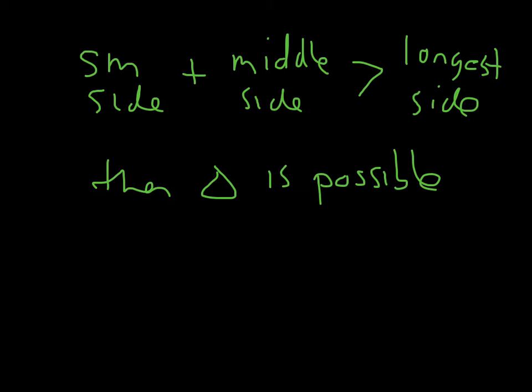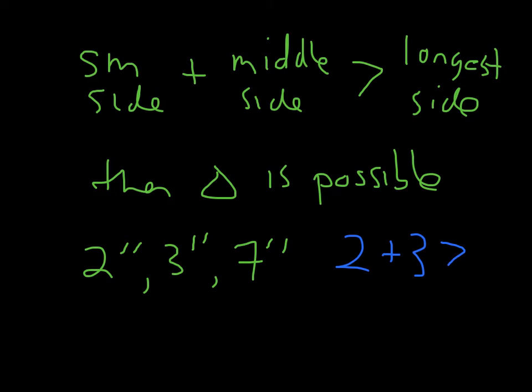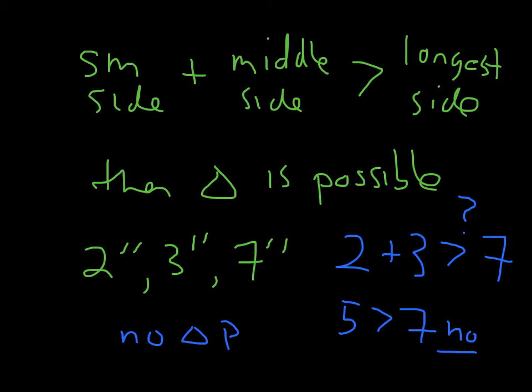So if I gave you 2 inches, 3 inches, and let's just do 7 inches, is that triangle possible? Well, the work I want you to show on that is, does 2 plus 3, the 2 smallest ones, question mark, is that bigger than the longest side by itself? Since 5 is not bigger than 7, right, that's no, therefore the answer is no triangle is possible.